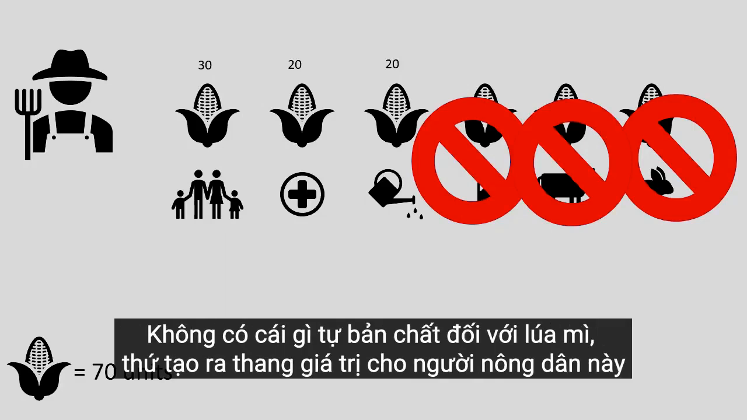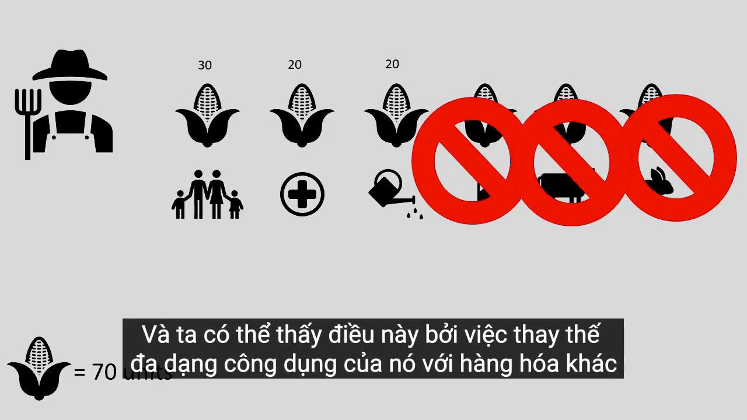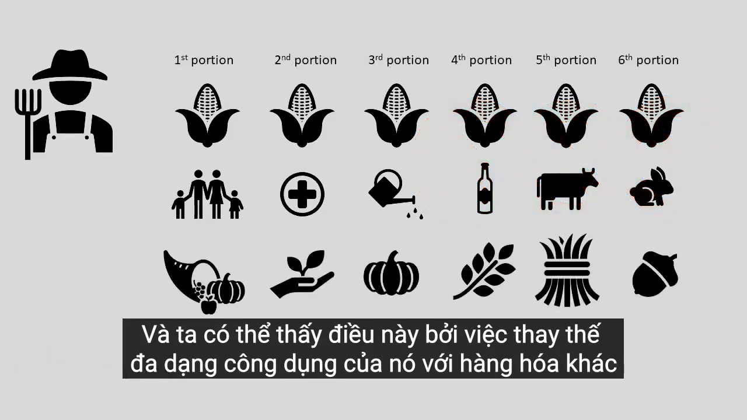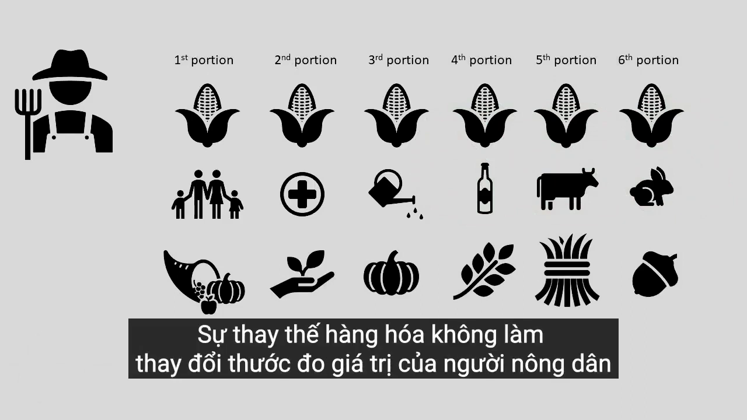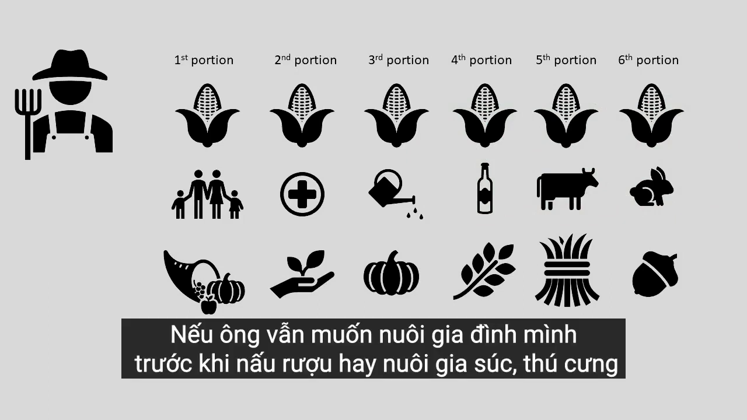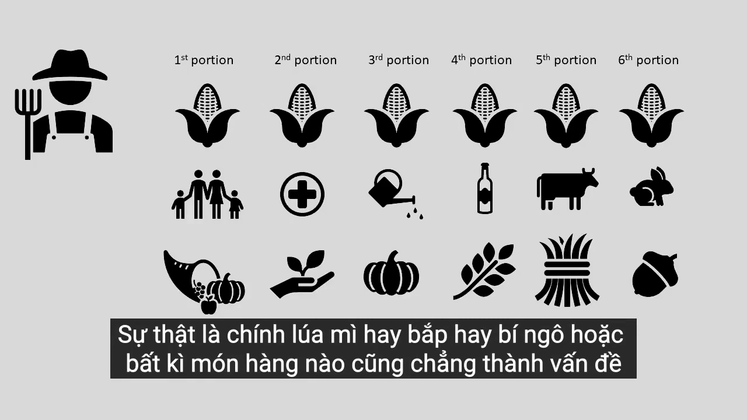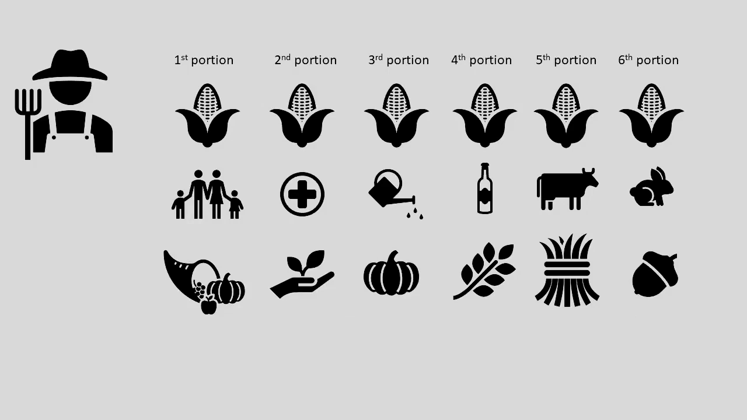There's nothing intrinsic to the wheat which produces the value scale of this farmer, and we can see this by substituting its various different uses with other goods which fulfill the same needs. The substitution of the goods does not change the farmer's value scale. He still wants to feed his family before he makes alcoholic drinks or feeds the cattle and the pets. The fact that it is wheat or corn or pumpkins or any other good does not matter.